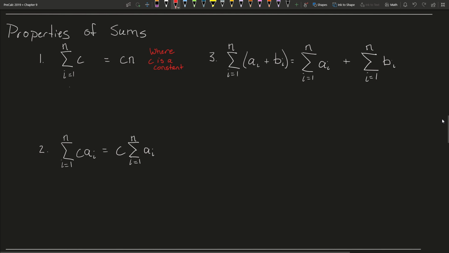And in each of these, if you see a c, that's just some constant number. It's like 1, 2, 3, 4. It's not a variable. It has nothing to do with the sequence. It's just a number. Okay. So in this first property, we are summing from i equal to 1 all the way up until i equal to n of some constant number.